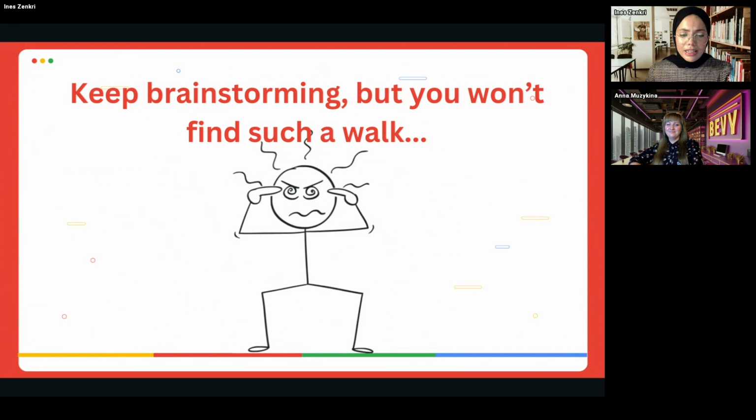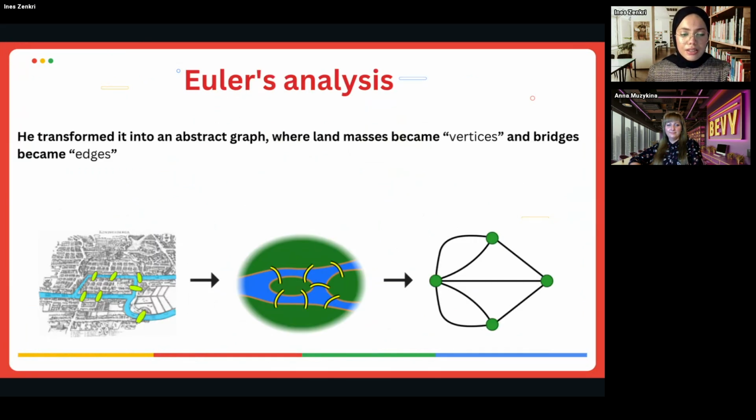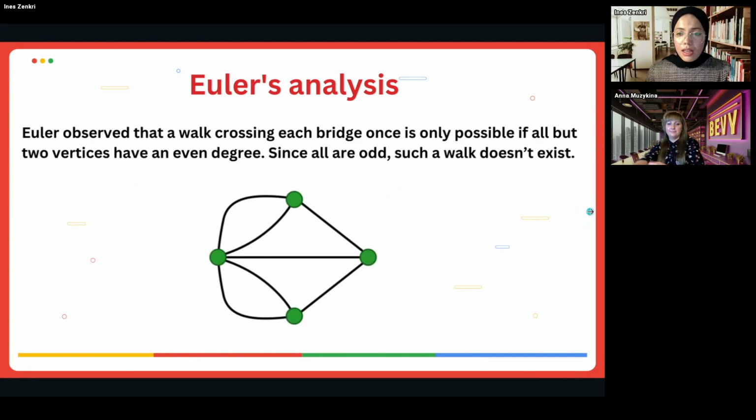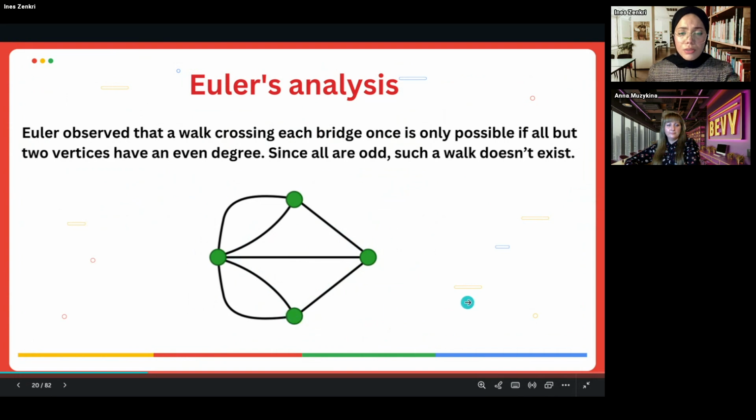And how did Euler actually know that such a walk isn't really possible? He abstracted the city layout into a graph, and he concluded that such a walk is only possible if the nodes have even degrees. If we observe the resulting graph, we see that this node has degree 3 because it is connected to 3 edges. Also, this one, its degree is 3. This one is actually 5, and this one is 3. So all of them have odd degrees, and therefore such a walk does not exist.